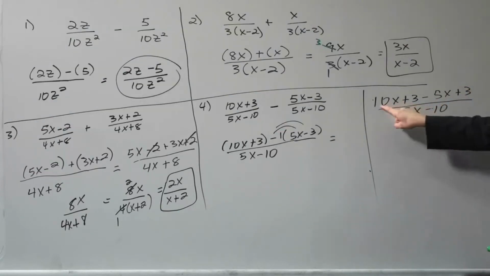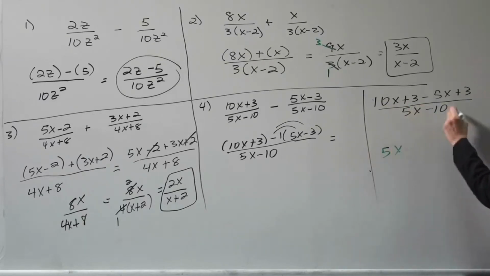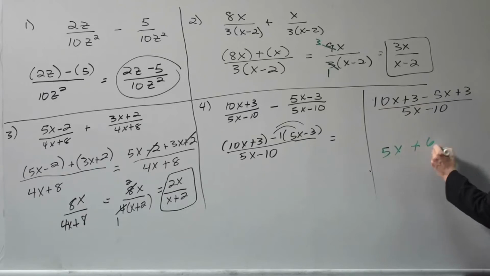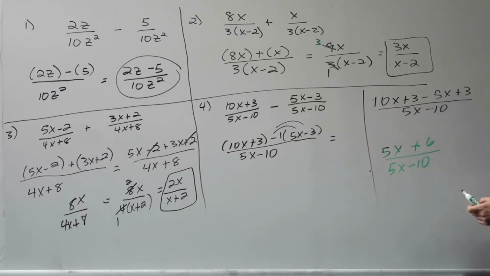All right, so here we go. 10x minus 5x is 5x. Plus 3 is plus 6 over 5x minus 10. Now we try to reduce. In order to reduce, we have to factor. The bottom is factorable, but the top is not.